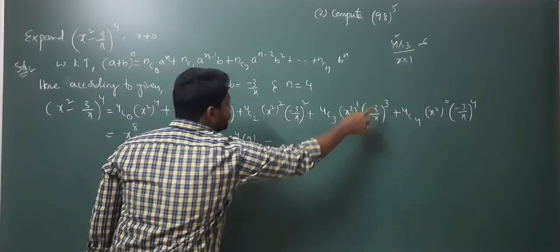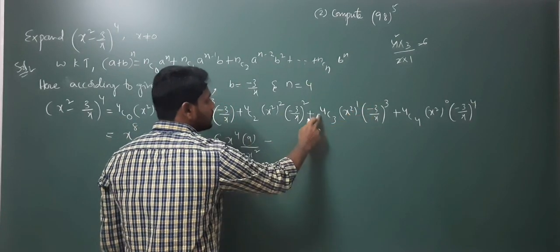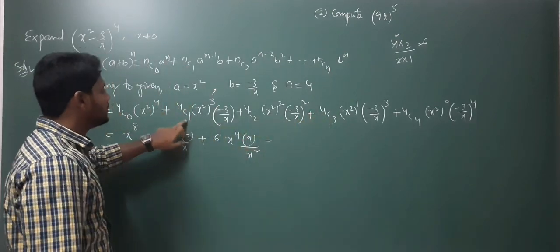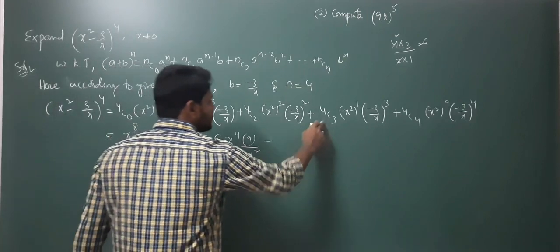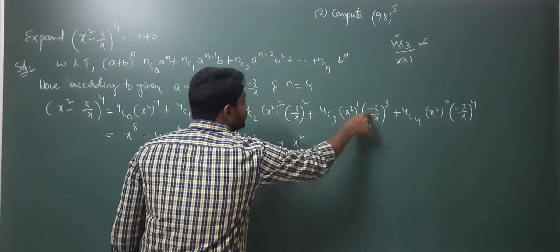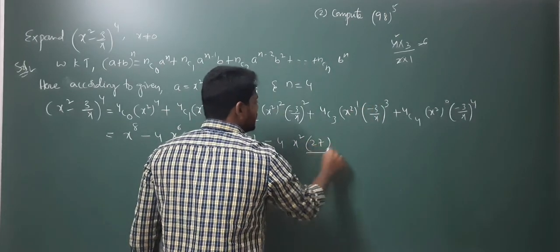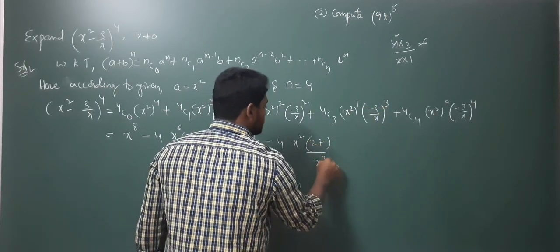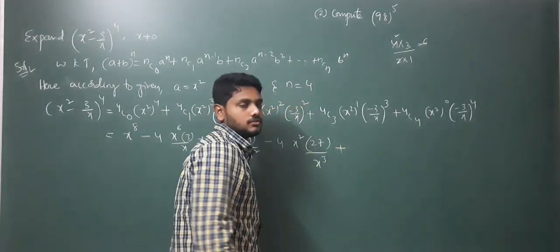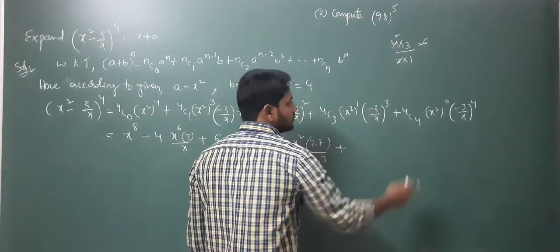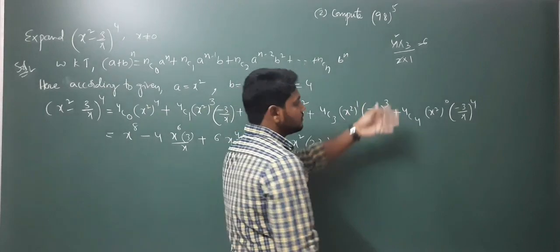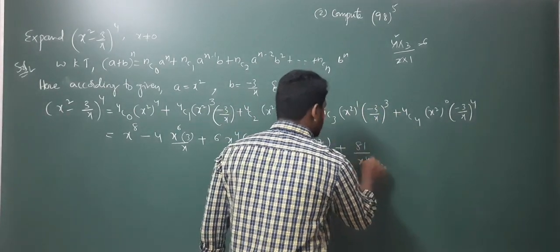This is a minus whole cube, so minus into plus is minus 4C3. We know that 4C3 is also equal to 4C1. What is 4C1 value? 4. So this value is also 4 into x square into 3 cube. 3 cube is 27 divided by x cube. Next, plus 4C4: if n is equal to r, that value is also 1. Anything power 0 is 1. So minus 3 power 4. What is minus 3 power 4? 3 square is 9, 9 square is 81. That is 81 by x power 4.